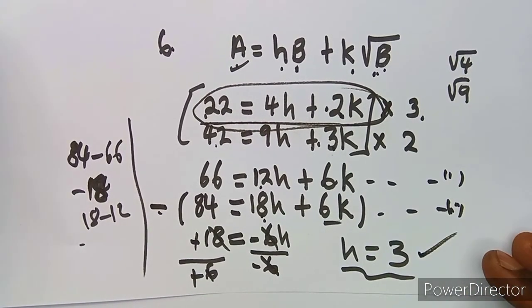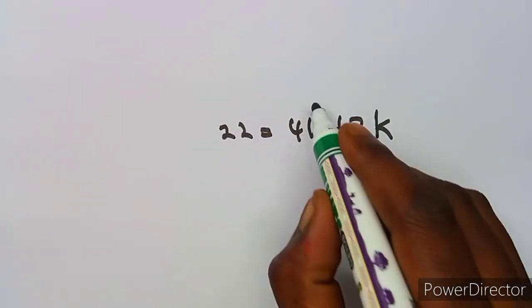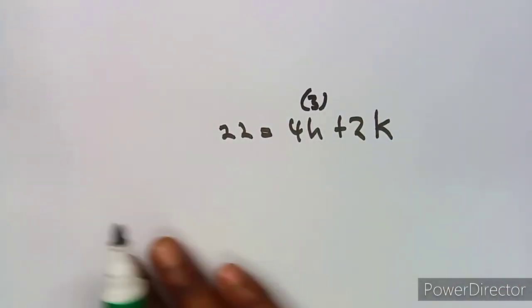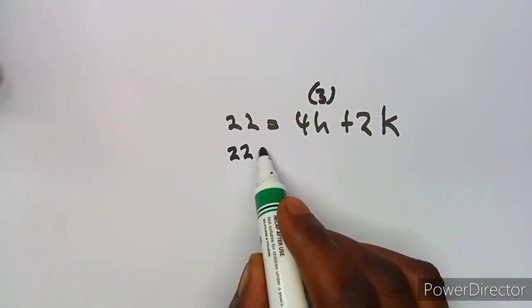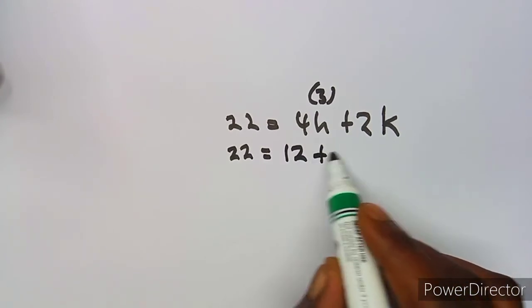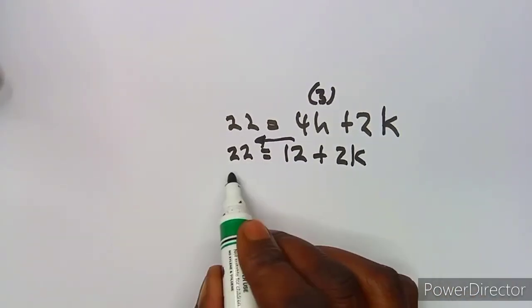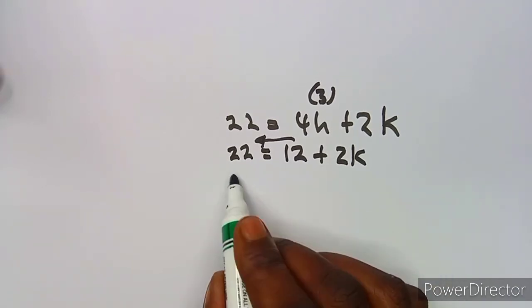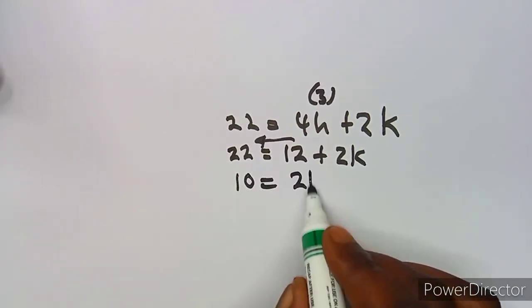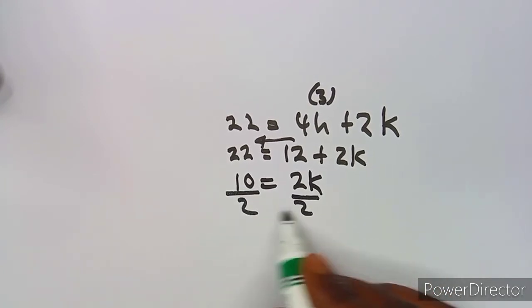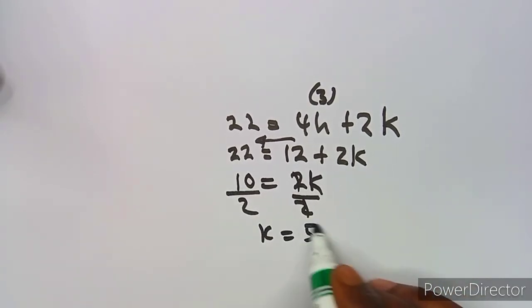Our h is 3, so let's substitute. In place of h, we've got 3. All right, so 22 is equal to 4 times 3, that's 12 plus 2k. All right, transpose this. 22 minus 12, which is something like 10. Okay, so you're going to obtain 10, which is equal to 2k. Divide by 2 by 2. All right, so your k is going to be 5.